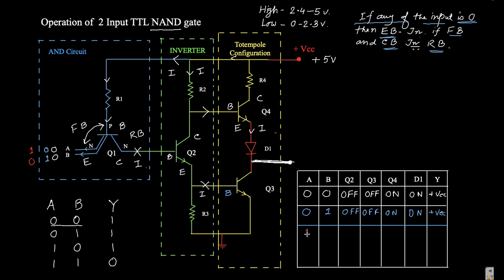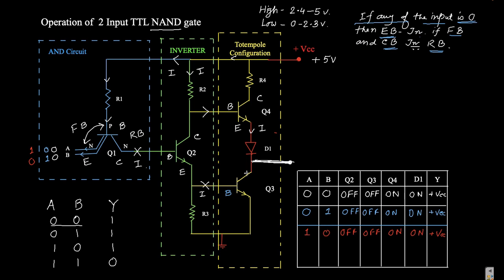So for 1 and 0, like the previous case, all are the same. Q2 is in the off state, Q3 is in the off state, Q4 is in the on state, D1 is in the on state, and we are getting plus VCC.